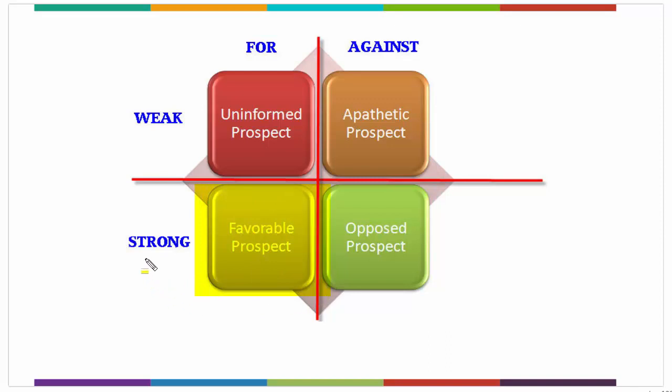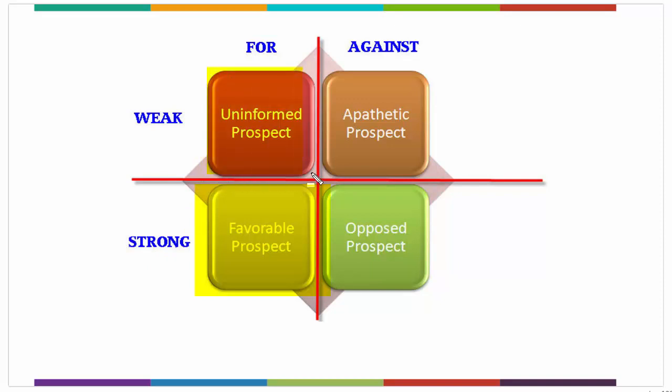In quadrant 1, the prospects may be favorable to you, meaning they are strongly for your product. They might be familiar with you, have bought from you before. These are customers you would have, for example, on your customer list. These are basically your fans. The product might be new to them, but basically they are for you because they have bought from you in the past. So these would be your favorable prospects. They are for you, and strongly so.